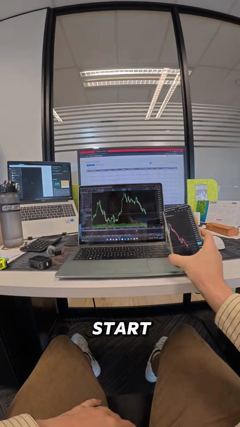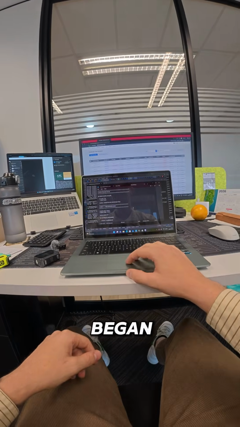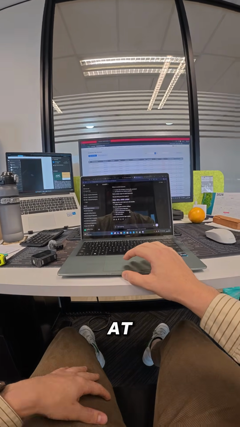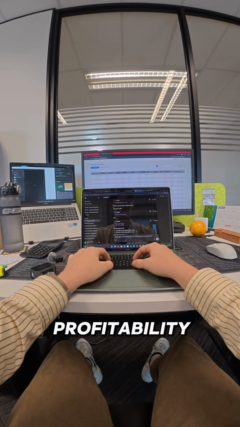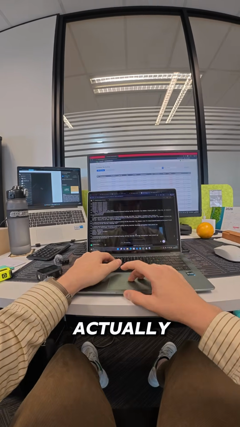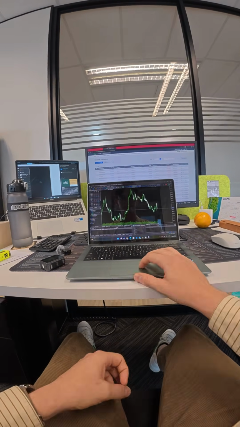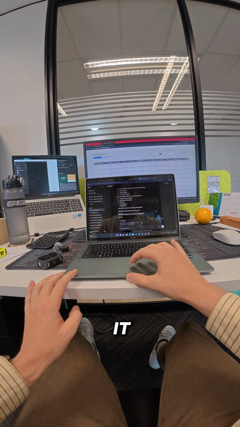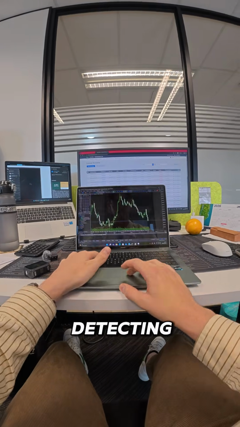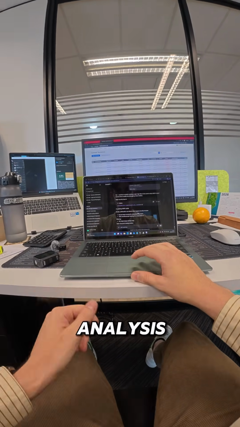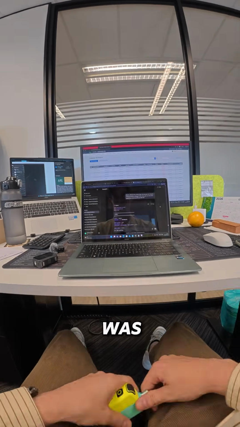I got ChatGPT to start generating Python scripts based on my strategy and then began a lot of testing and forward testing. At this stage, I wasn't really concerned about profitability. What I really wanted to know was whether the bot actually understood what we had taught it. I spent a lot of time watching how it identified highs and lows, checking whether it was detecting market structure correctly, and comparing its analysis to what I would personally mark out on the charts when I was trading.